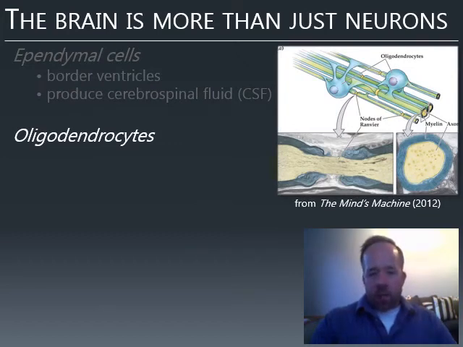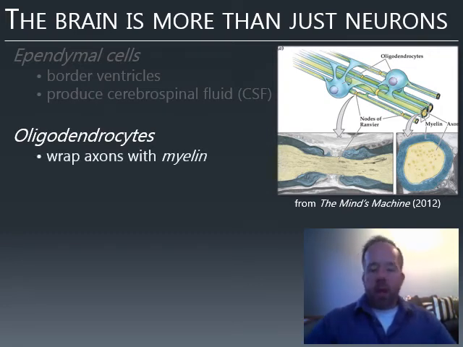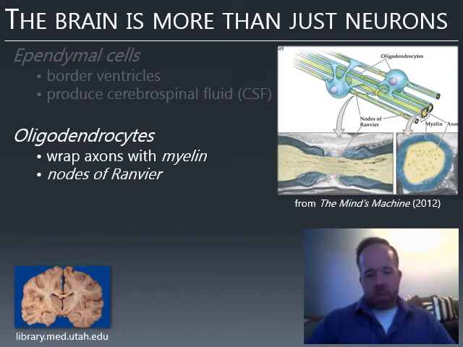One of the important kinds of glia are oligodendrocytes. What these do is they wrap axons with myelin. Why myelin is important, we'll talk about at the end of this lecture. But myelin is a fatty substance that wraps around the axons and makes them more effective conductors. And the gaps between these little waxy bundles around axons are called nodes of Ranvier. Those will become important at the end of the lecture.